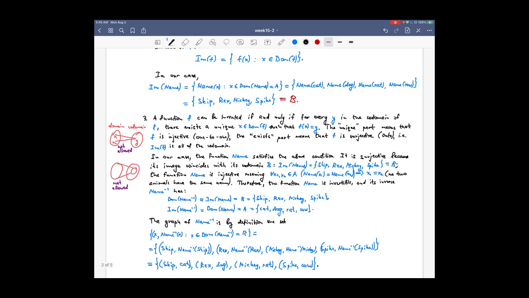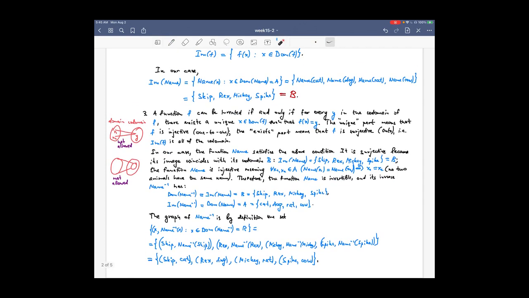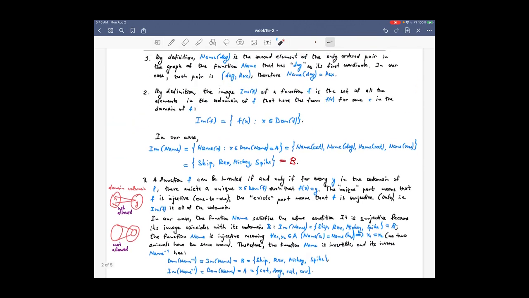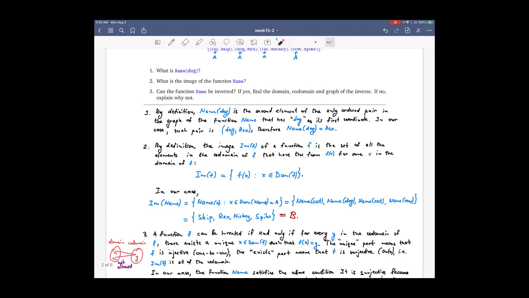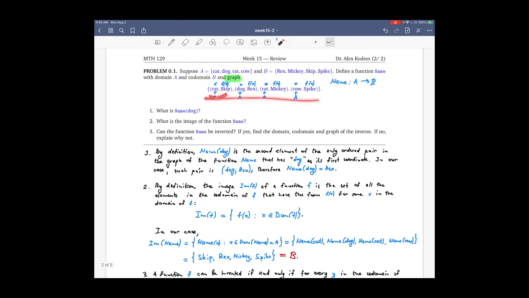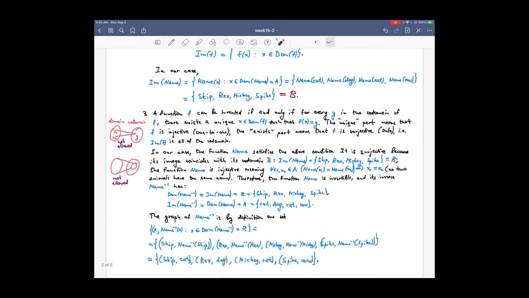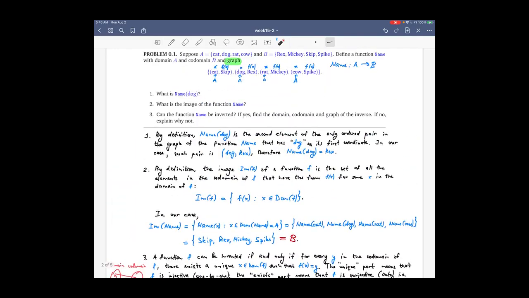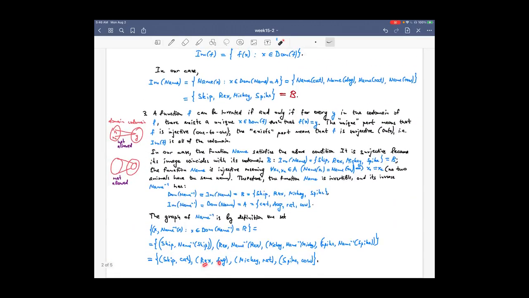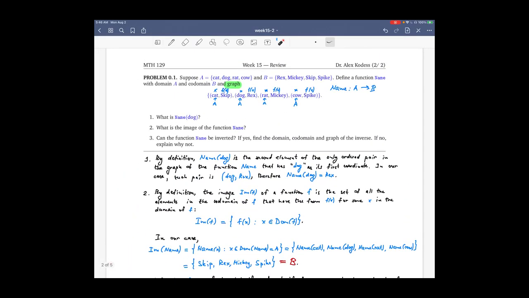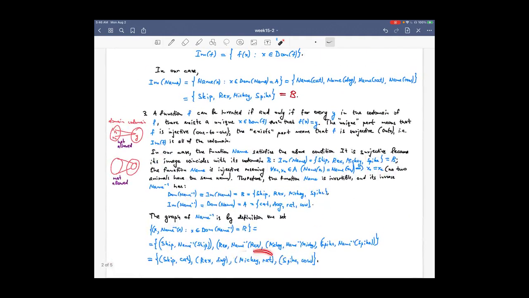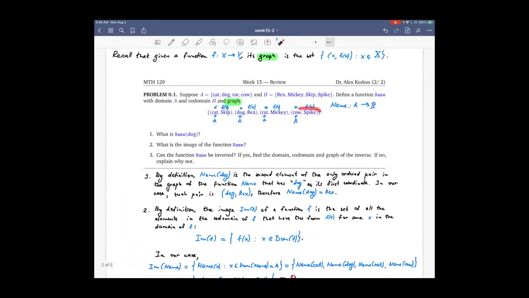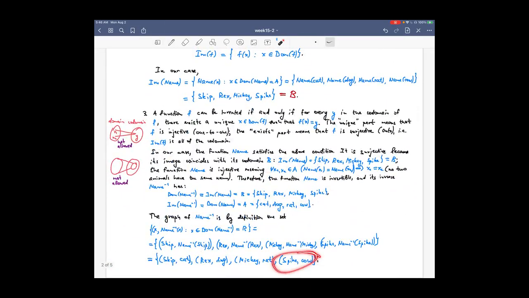So in fact, it's easy to see that the graph of the function name inverse is very easy to obtain from the graph of the original function name by simply reversing the coordinates in each pair. So from cat, Skip, for instance, we get Skip, cat. From dog, Rex, we get Rex, dog. From rat, Mikey, we get Mikey, rat. And finally, from cow, Spike, we get Spike, cow.